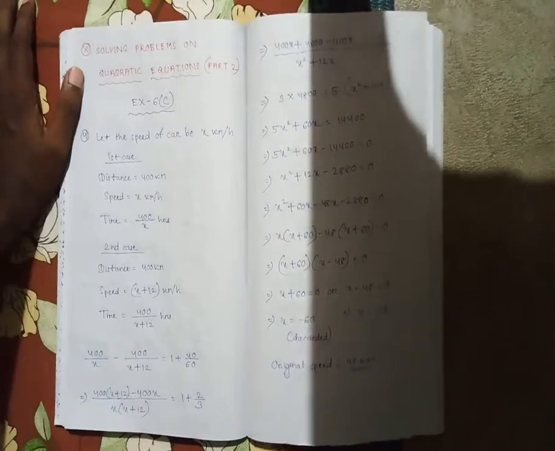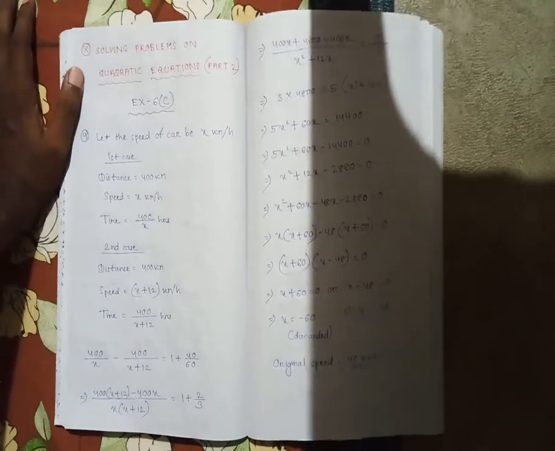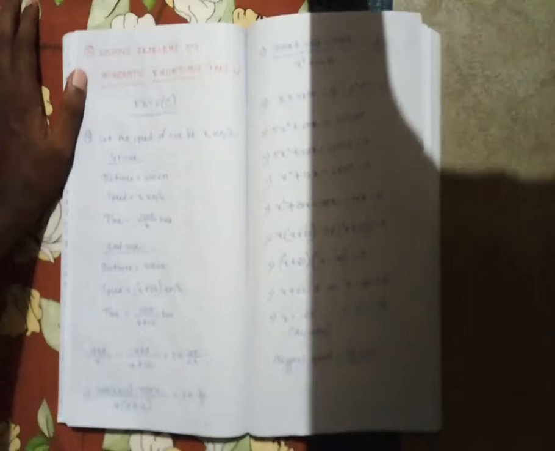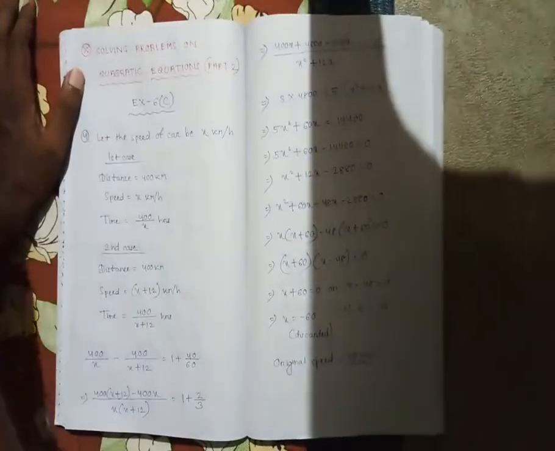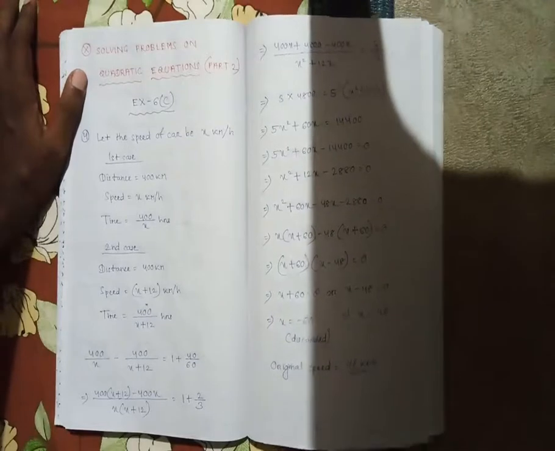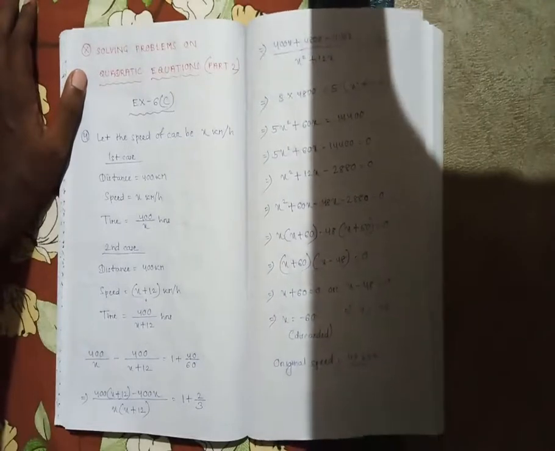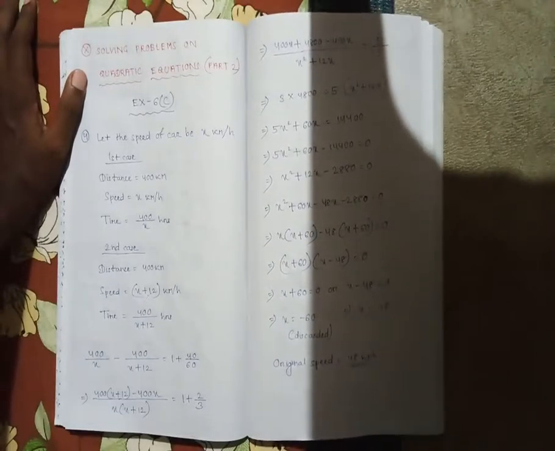A car covers a distance of 400 kilometers at a certain speed. Had the speed been 12 kilometers per hour more, the time taken for the journey would have been 1 hour 40 minutes less. Find the original speed of the car. So let us take the speed of the car to be x kilometers per hour.